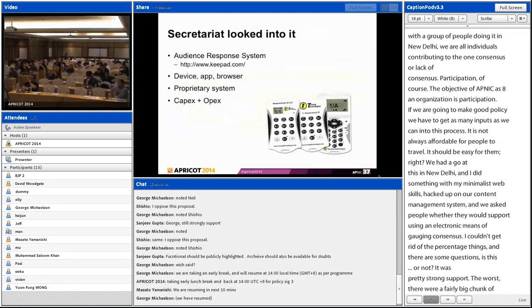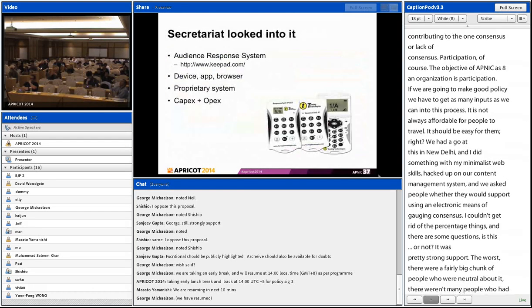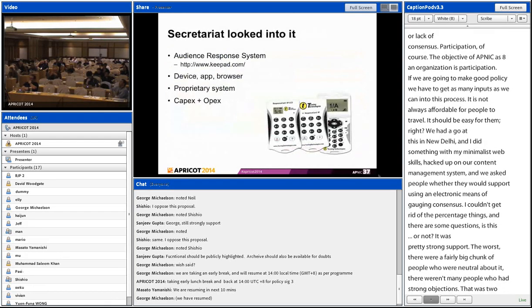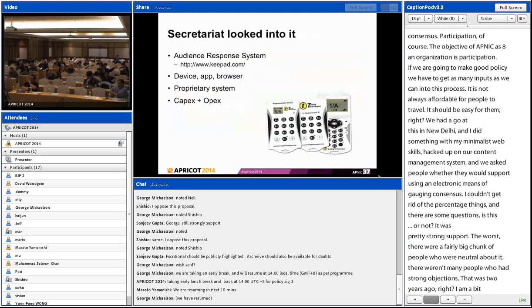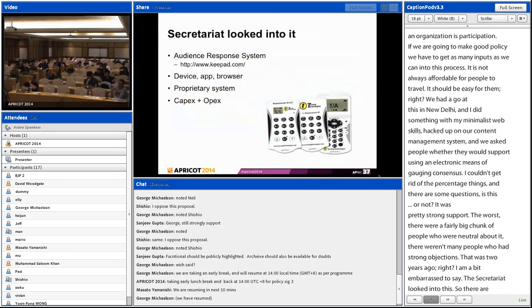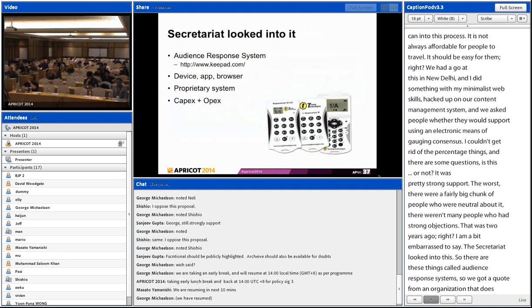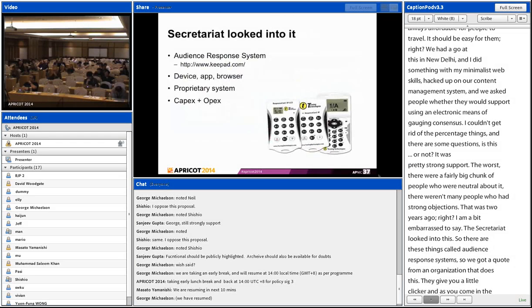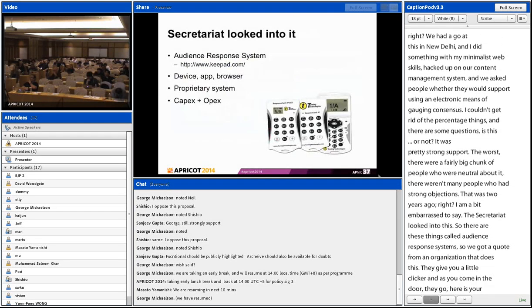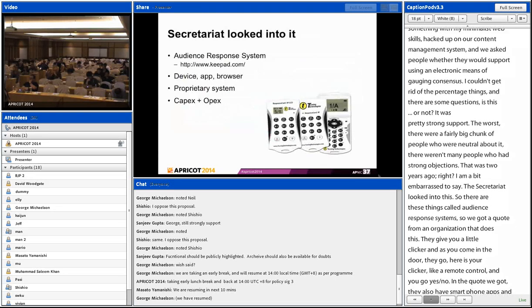So that was actually 2 years ago, right? I'm a bit embarrassed to say. The Secretariat looked into this and there are these things called audience response systems. We actually got a quote from an organisation that does this, and they give you a little clicker, and as you come in the door, you go, here's your clicker, like a remote control, and you go, yes, no. This quote that we got also has smartphone apps, and you can do it in a browser. It's a proprietary system. There's CapEx and there's OpEx there.